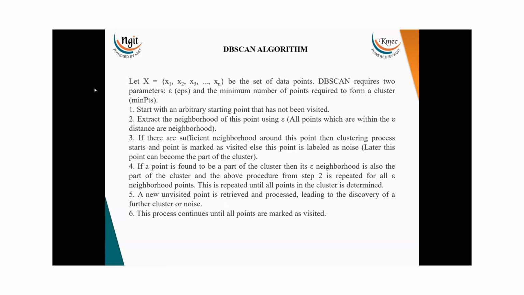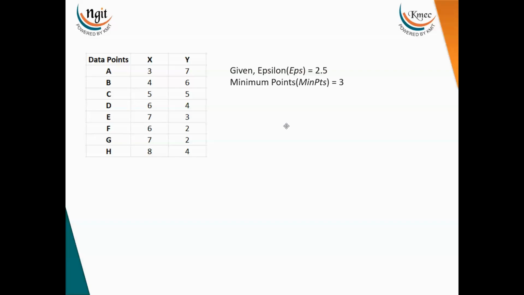Now, let's understand this with a numerical example. Here is a data set which consists of various data points from A to H, and an epsilon value of 2.5 is given, and the minimum points is given as 3. Now let's understand how the DBSCAN algorithm is used for this data set in order to create the clusters.